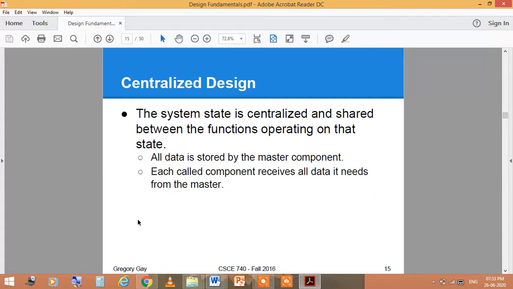In this, the system state is centralized and shared between the functions operating on that state. All data is stored by the master component, and each called component receives all the data it needs from the master.